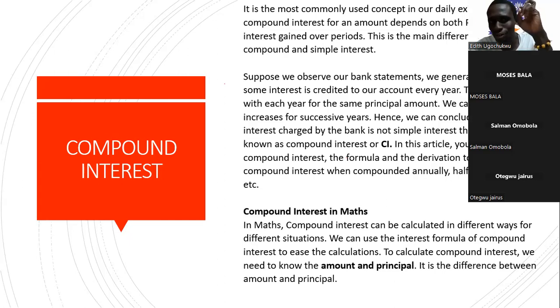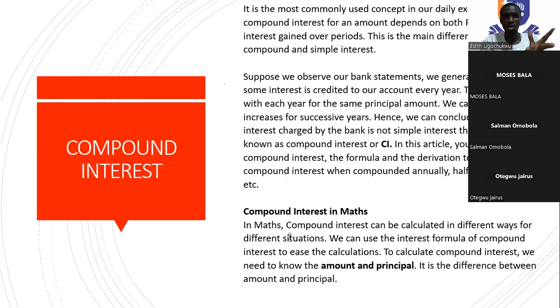So take note, I started by saying the interest on compound interest is calculated on a periodic basis. It can be annually, like the illustration we did now. Some can be semi-annually, which is twice in a year, every six months. Some can be quarterly, which is 4 times in a year. So we have 4 quarters in a year. Yes, 4 times in a year.